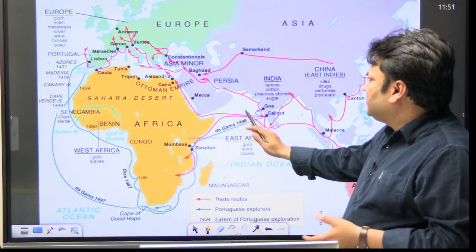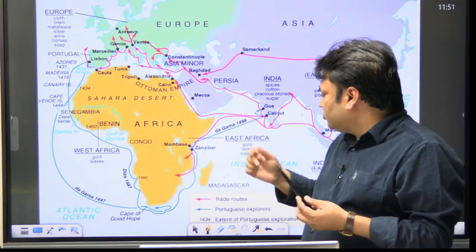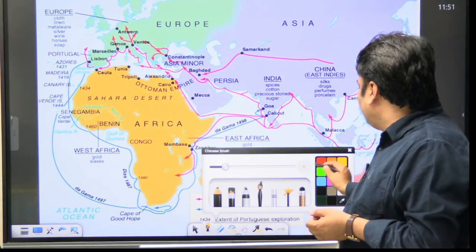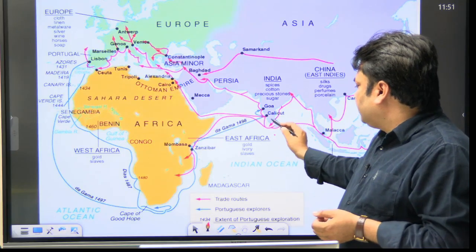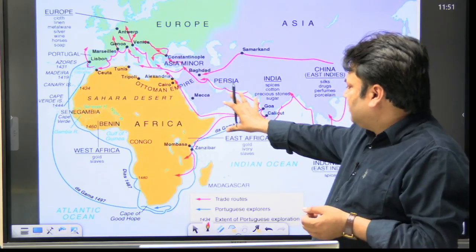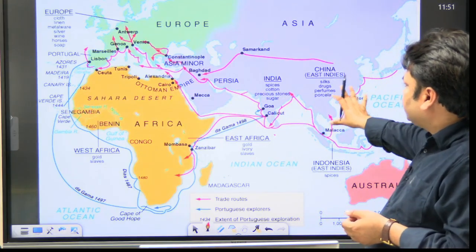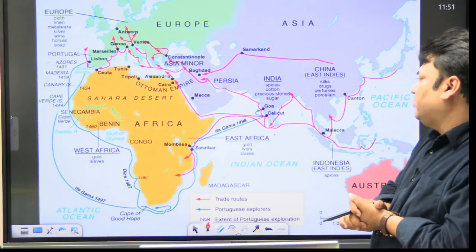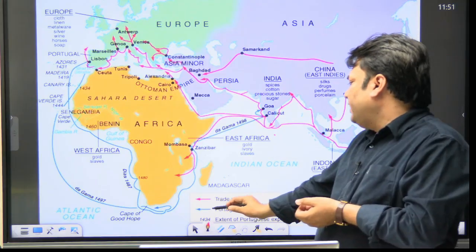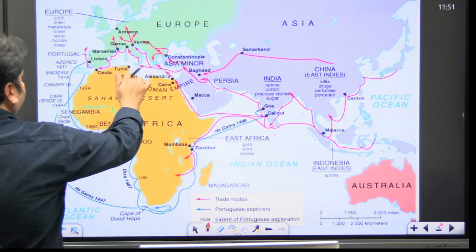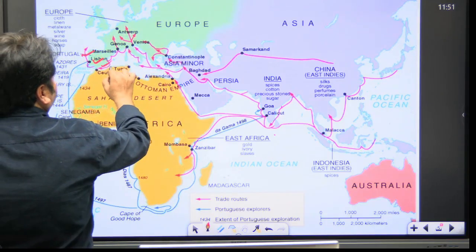Now this is a simple map. Why do I want to show this map? There is a reason behind this. The trade routes have been given here. The red color marks here are the trade routes in the 15th, 16th, 17th century. These were the most popular trade routes. And the blue color line here, this is the trade route. It means this is Europe. Here Portugal, Lisbon is given.